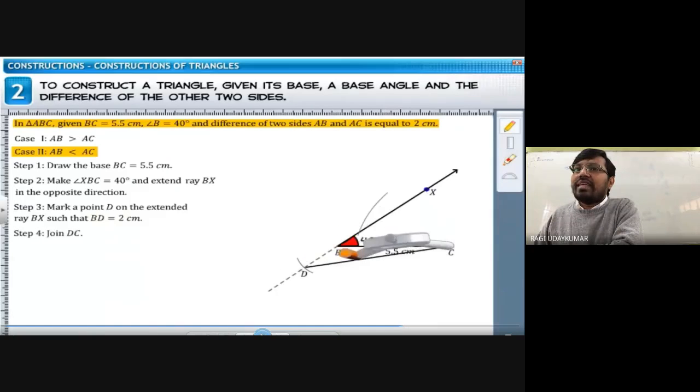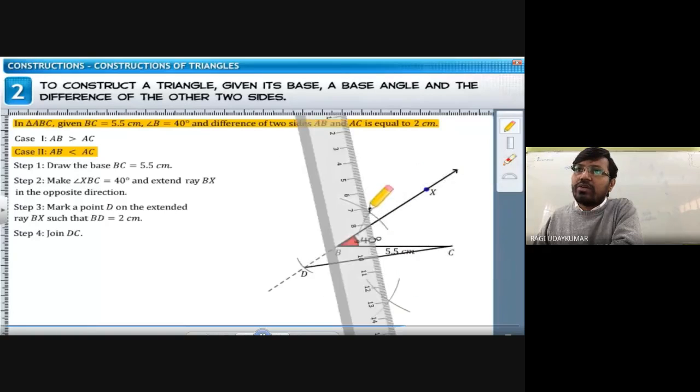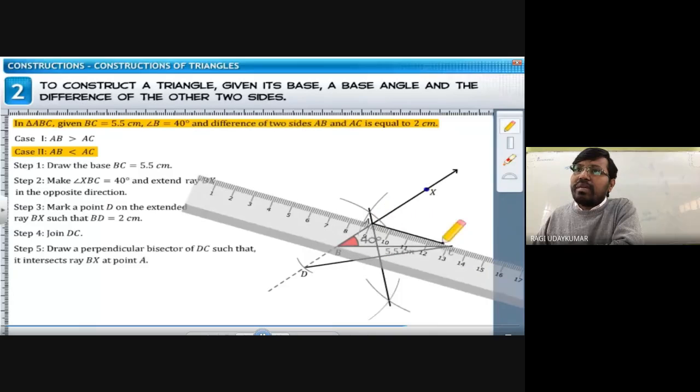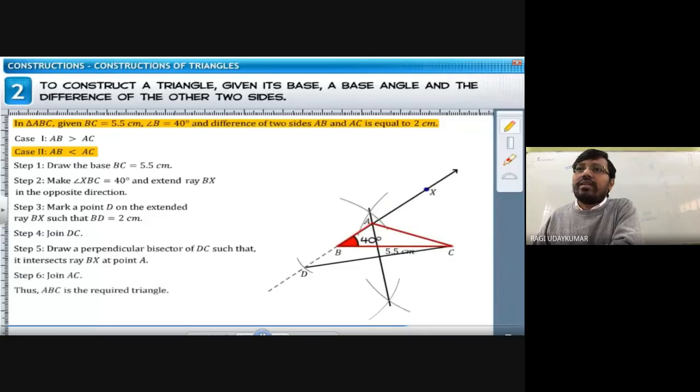So what will the question give? Either AB minus AC is given to you, then it is the first case. If AC minus AB is given, then it is the second case, because AC is greater. In that situation, you have to draw the line on the back side. The procedure is the same: draw the perpendicular bisector of DC, join these two, then it intersects the ray at a point A, and join A, B, C.